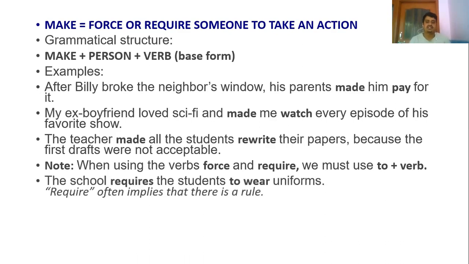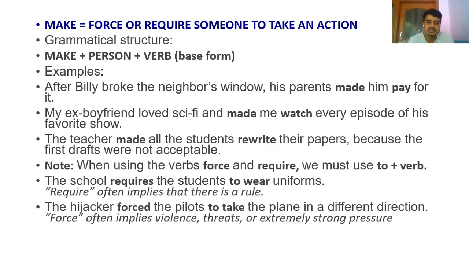The school requires the students to wear uniforms. Require often implies that there is a rule. The hijacker forced the pilots to take the plane in a different direction. Force often implies violence, threats, or extremely strong pressure.